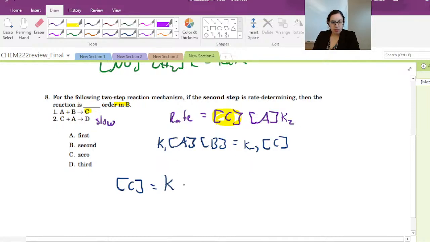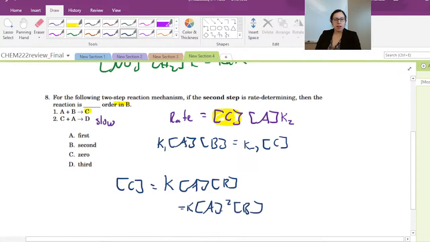So C is just equal to nu K of A, B. So then what's our new rate law given our C expression? We have to plug this back into here. So what's our rate law? It's A squared B now times whatever K.